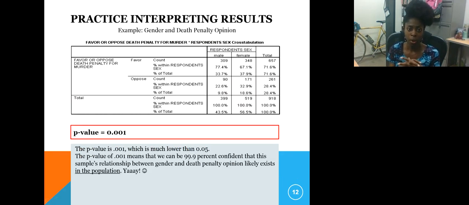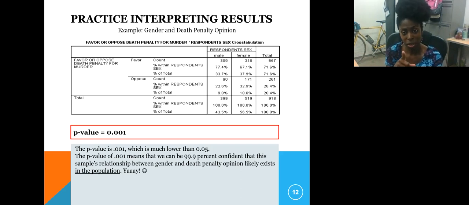The p-value means that we can be 99.9% confident that this sample's relationship between gender and death penalty opinion likely exists in the population. Yay! Okay, or not yay, depending on what it was you were trying to prove, right? But that's what it means.